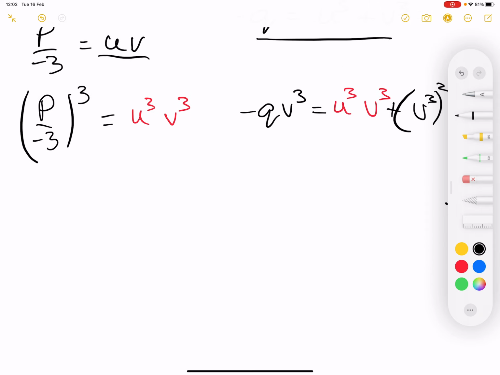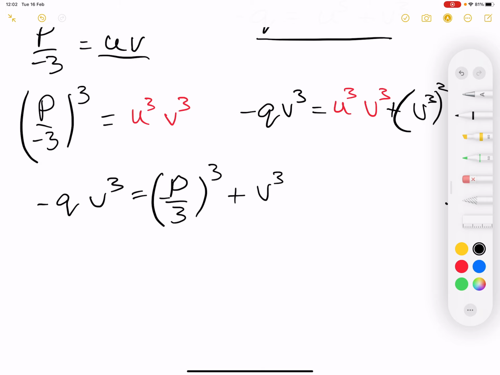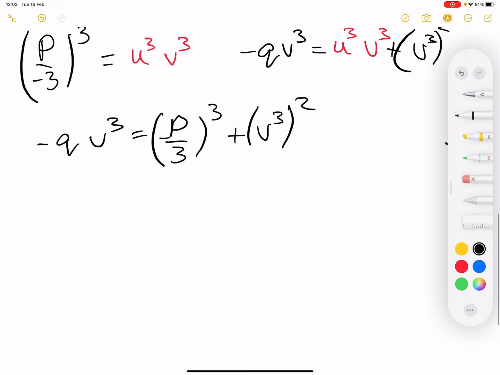Then we can substitute because we have our u cubed v cubed in both of them. So then we have minus q v cubed is equal to minus p over 3 cubed plus v cubed squared. There are a lot of cubes in this equation. And if we look at this, we now have a quadratic in terms of v cubed. So we rearrange this to form a proper quadratic.